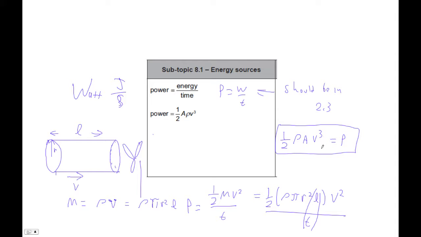Hopefully they won't ask you to derive that, but anyway, there it is. So this is the frontal area of the turbine. Probably it's pi r squared, but you could have one of those helical turbines that you've seen, which look like an egg beater or something like that. I don't know, I can't draw it. But anyway, it could be a rectangular area too. And then this is the density of the air. This is the velocity.